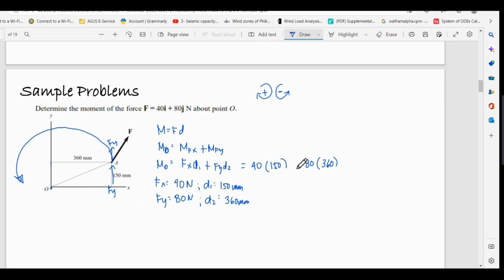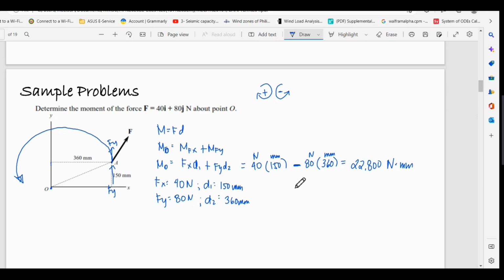Therefore, this will be equal to negative. Okay? Negative. Kasi it will tend to rotate in counterclockwise motion. Negative 80 multiplied by 360 millimeters. So this is now equal to 22,800. This one is in Newton. Tapos ito is millimeter. Therefore, this is equal to Newton dot millimeter. Okay? Newton dot millimeter.